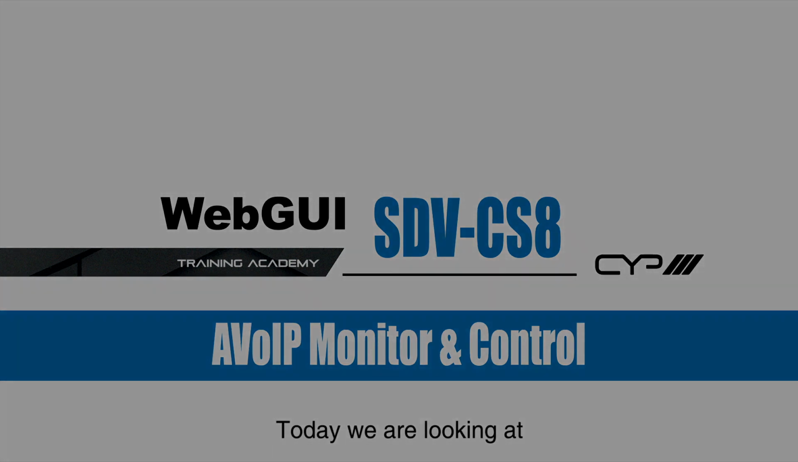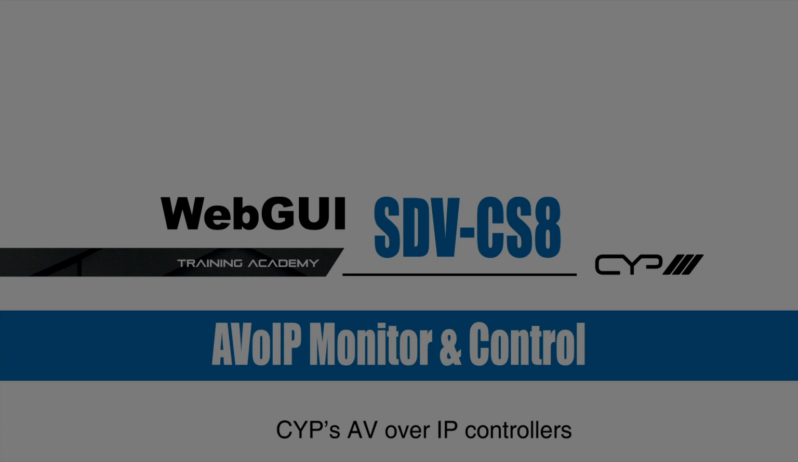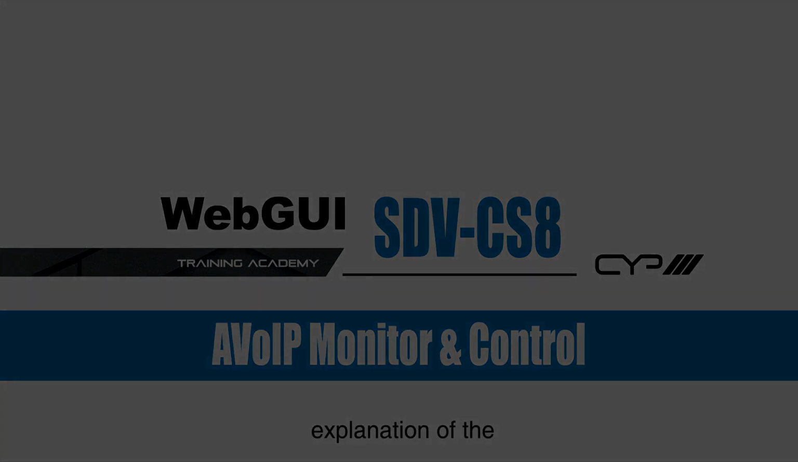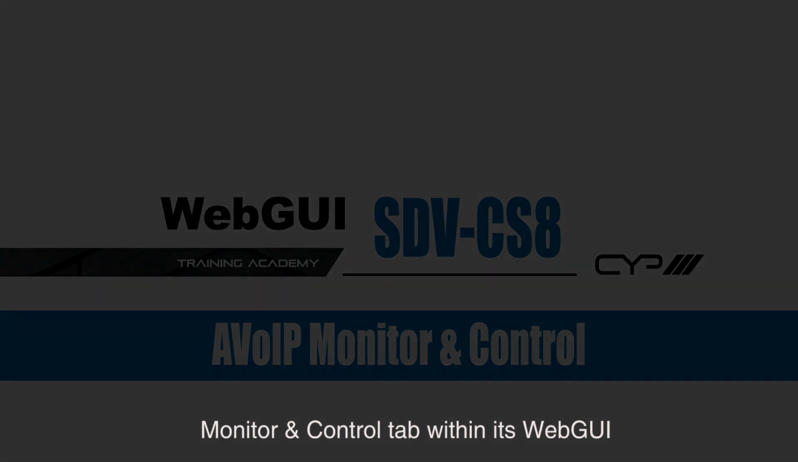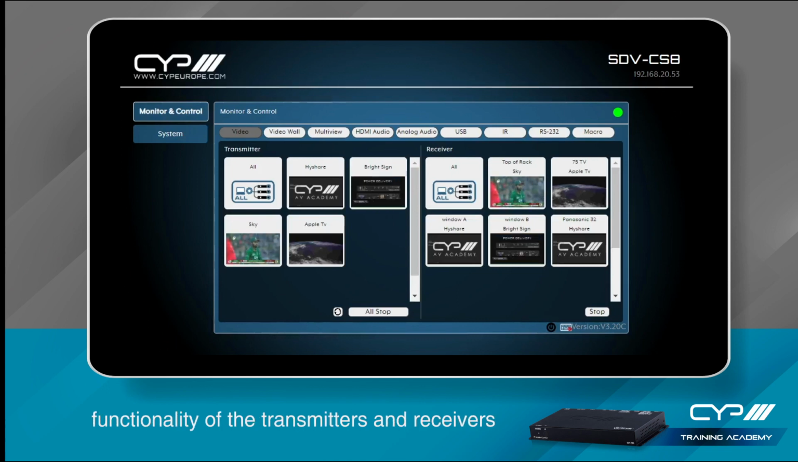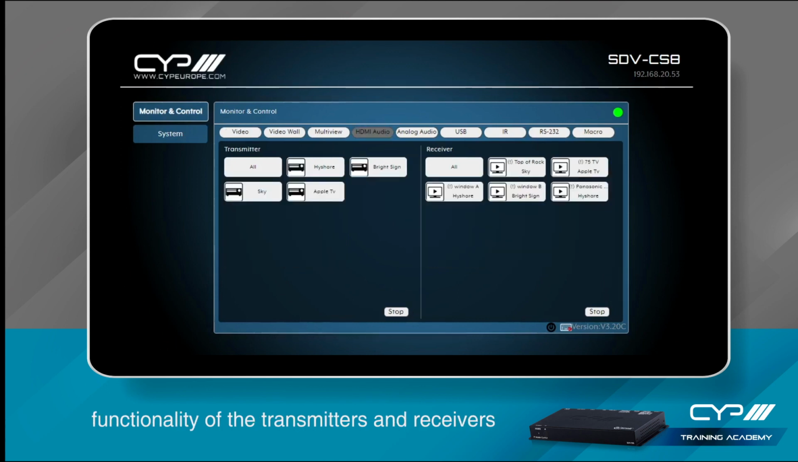Today we are looking at CYP's AV over IP controllers and providing a detailed explanation of the Monitor and Control tab within its WebGUI. So let's get started. This section provides easy to use drag and drop control over all basic routing functionality of the transmitters and receivers that have been detected by the system.